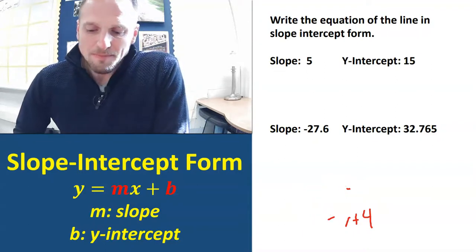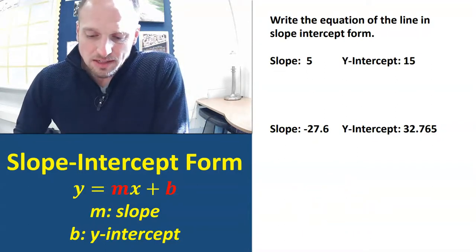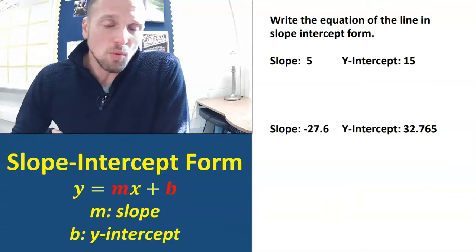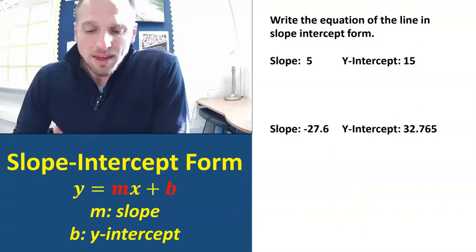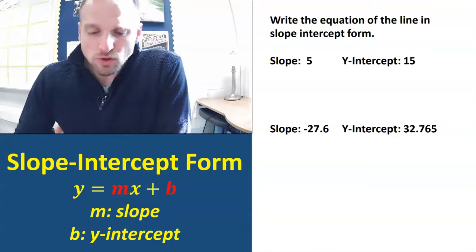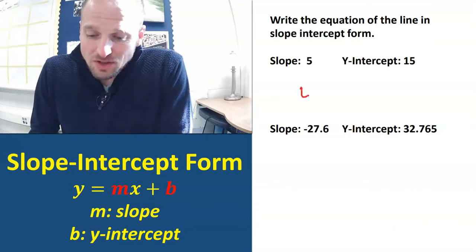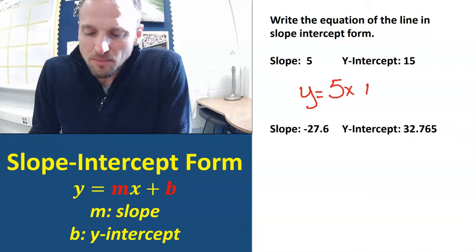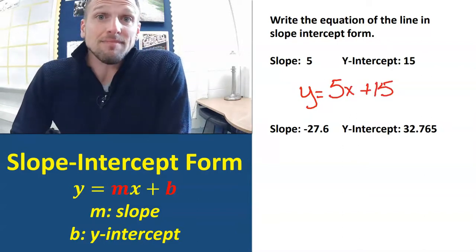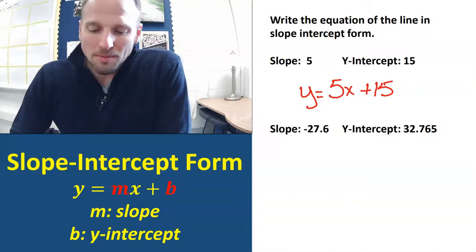This first page is going to be really, really easy, all right? Remember, the m is the slope and the b is the y-intercept. So in this problem, the first one, it tells us that the slope is 5 and the y-intercept is 15. So this is just going to be y equals 5x plus 15. That's it. As easy as that. No problem. Let's do the next one.